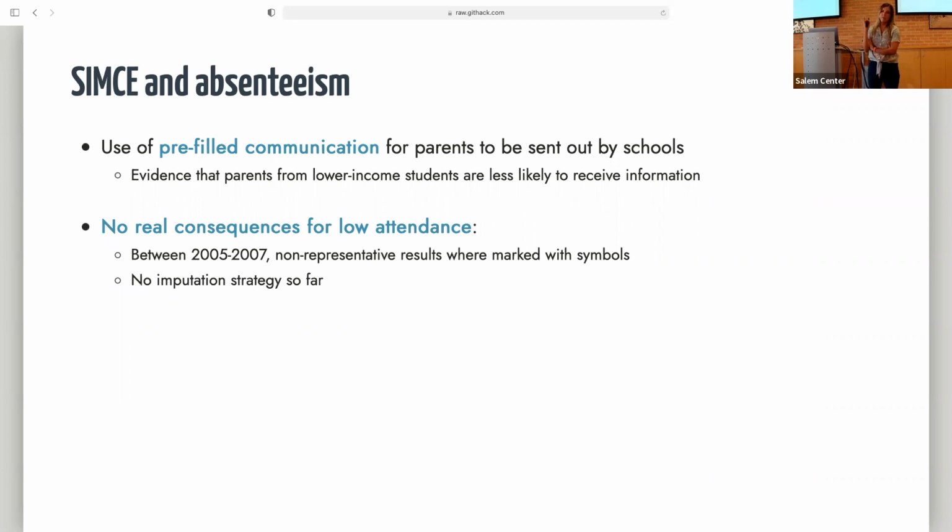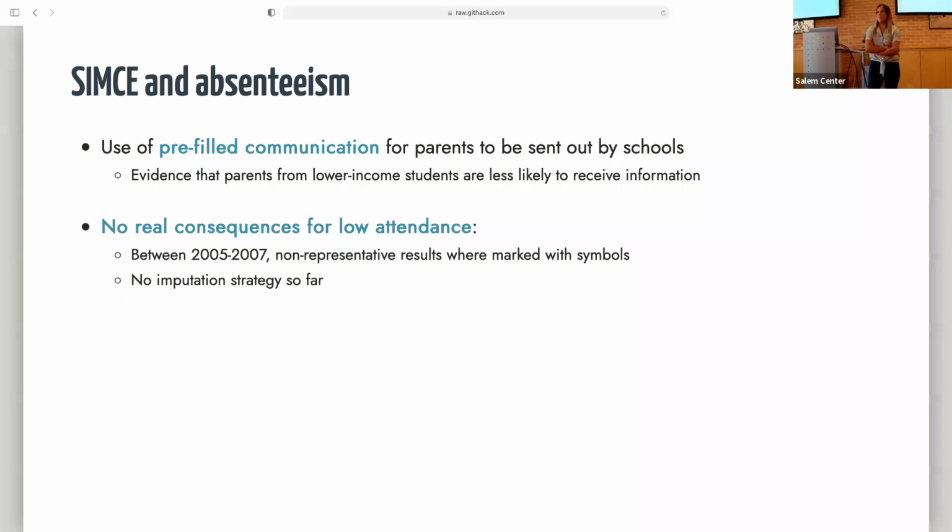There's a threshold. If you have less than 20 kids in the class that are taking the test, then your results are not reported. That's the only thing. But beyond that, there's really nothing else that happens to the school, right? They're not punished in any way, and we don't use any sort of imputation strategy so far.